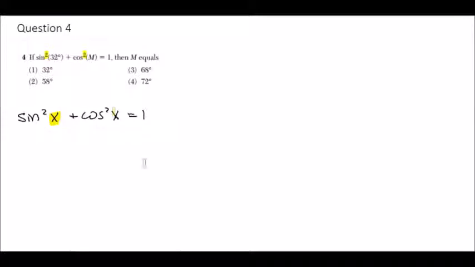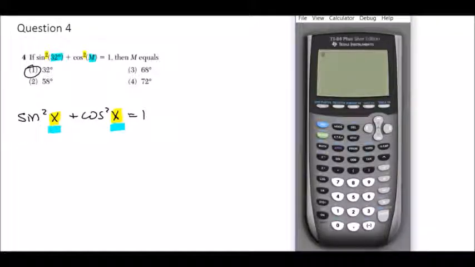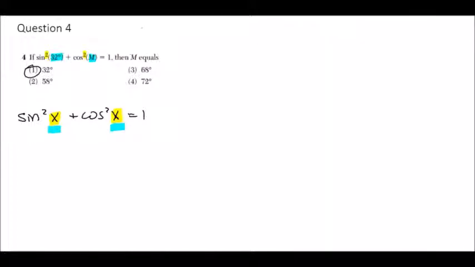And note that, of course, the angle in both of these is the same. That kind of tells us right away that 32 must equal m, and that is indeed our answer. But let's say again that you do not remember this identity. We can back solve this by just testing all of the answers. The question is what m equals.